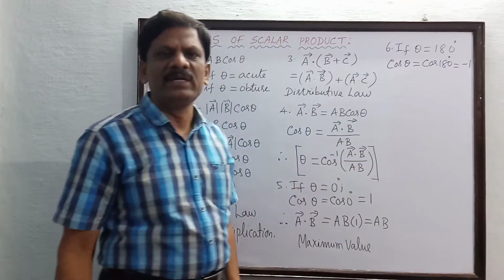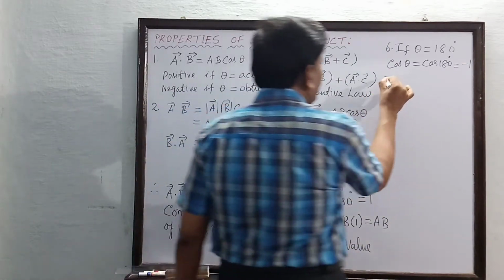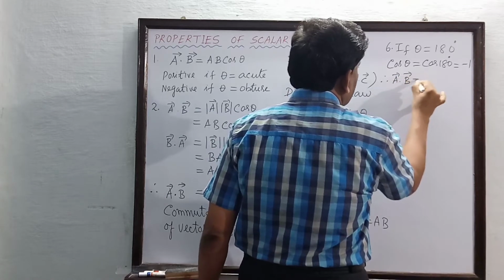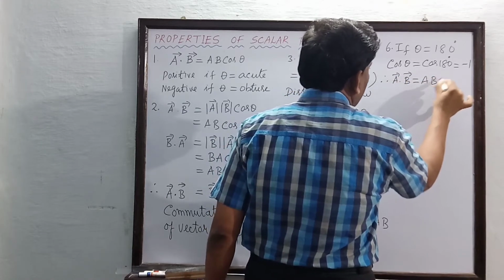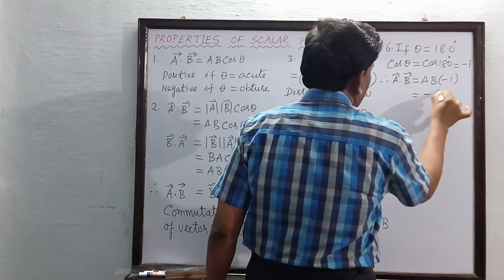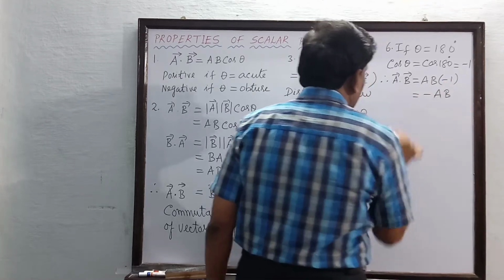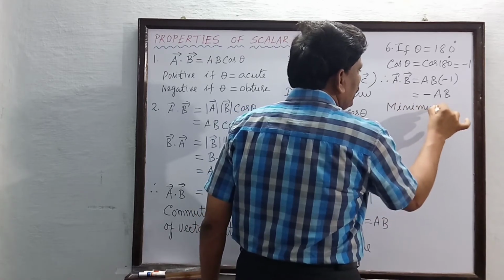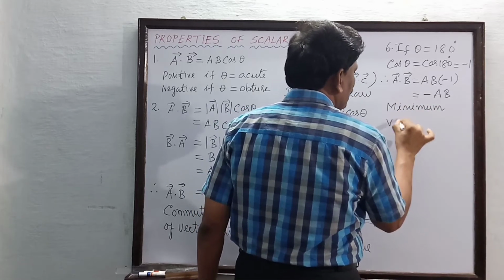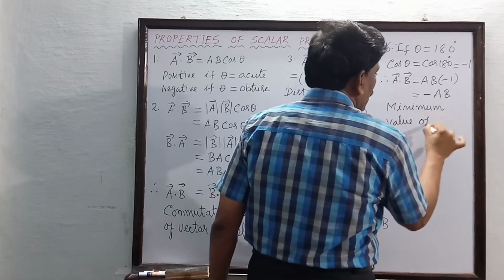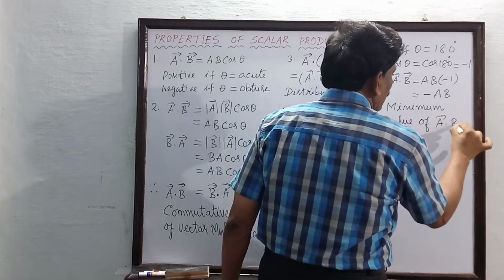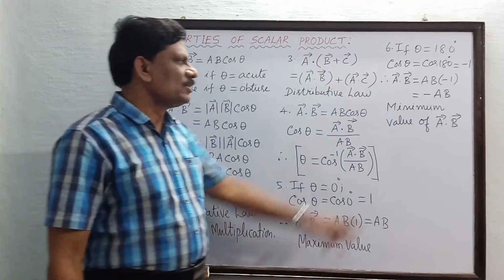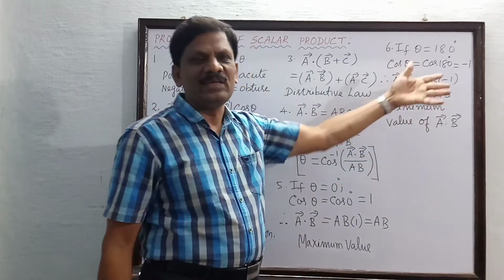So cos theta value becomes minus 1. Therefore, what is A dot B now equal to? A dot B is equal to AB into minus 1, that is equal to minus of AB. And this is the minimum value attained by the dot product. So this is the minimum value of the dot product of the two vectors, that is A dot B. Understand? So the minimum value is minus of AB.